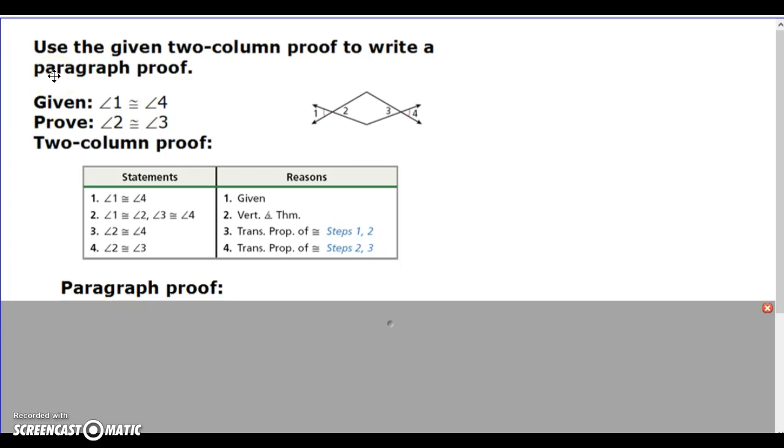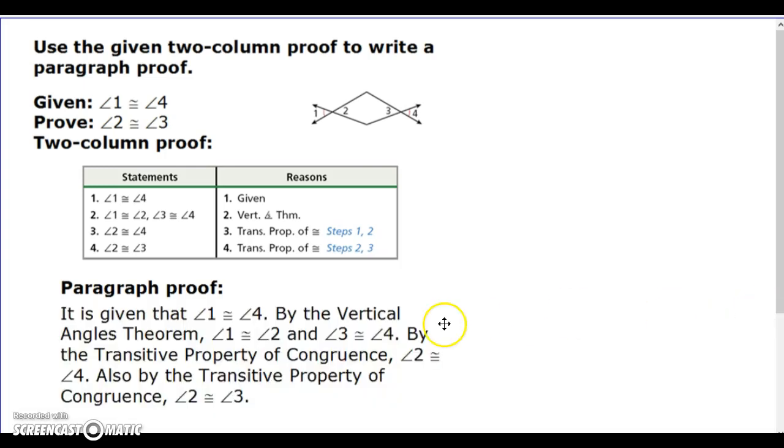Your turn to give it a try. Write a paragraph proof for this little basic two-column proof. And then come back and compare yours with the paragraph that they've created. Your words might not be exactly theirs, but it should be something like this. Pause the video and make a comparison.